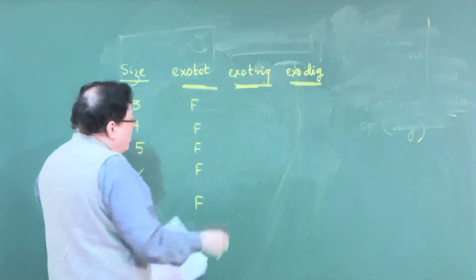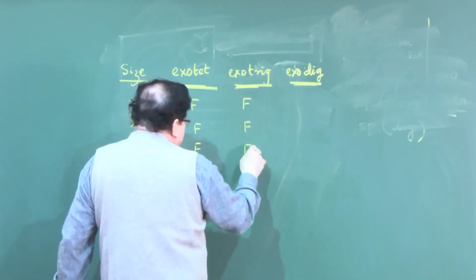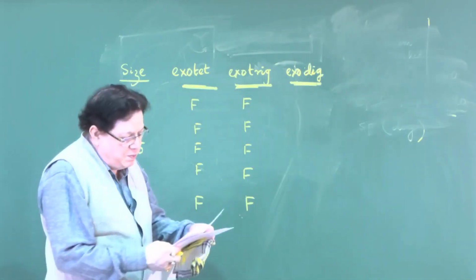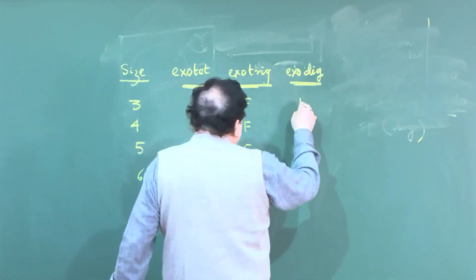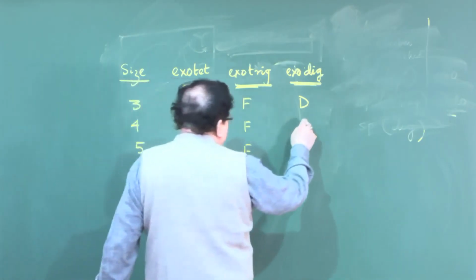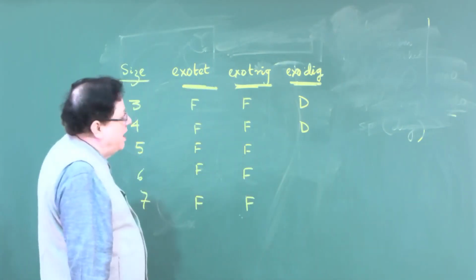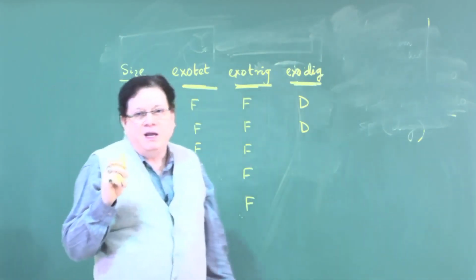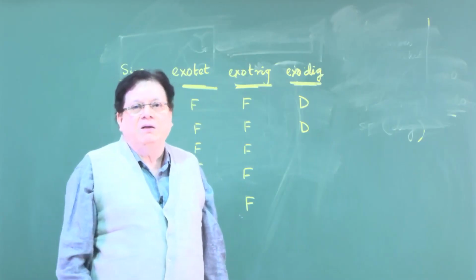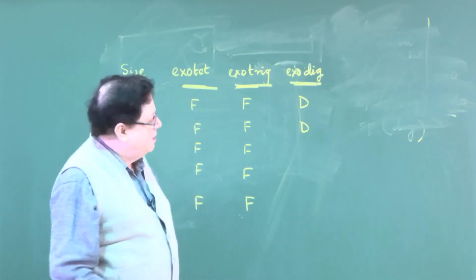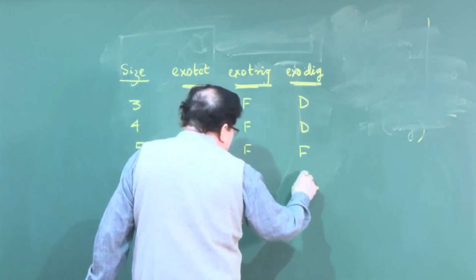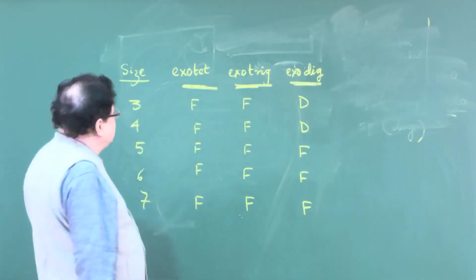Then exo-trig also, all exo-trig cyclizations are favorable, irrespective of the size of the ring. And in case of dig cyclization, the 3-exo-dig cyclization, that means adding on to the triple bond, for the 3-exo-dig and 4-exo-dig, they are disfavored. D means disfavored. Again I repeat, here disfavored does not mean disallowed. There may be conditions where the disfavored reactions are possible to operate. And after the 3 and 4, these are all favorable.